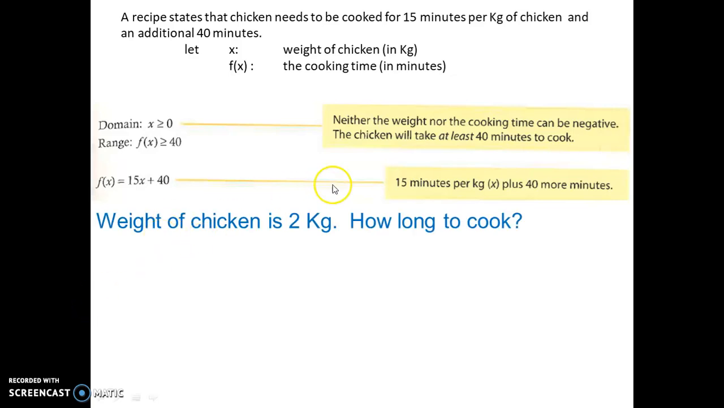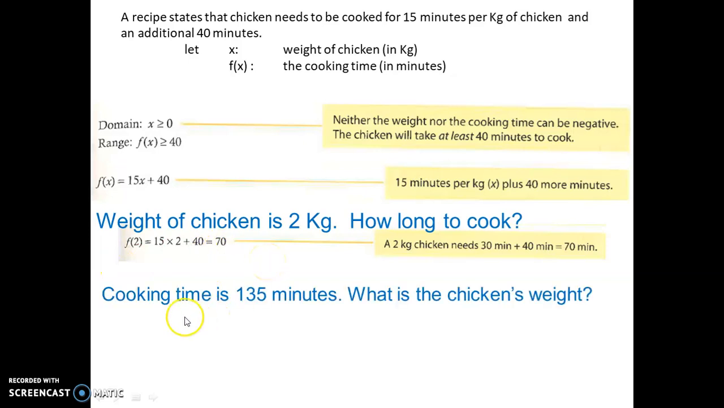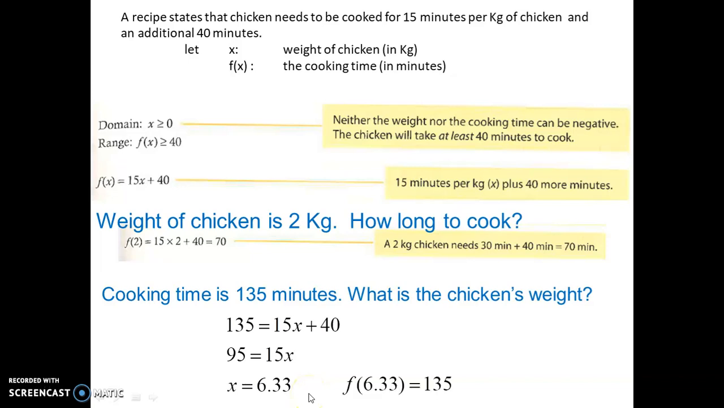First one is, what is the weight of the chicken? Sorry, the weight of the chicken is 2 kilograms. How long to cook it? You would set it up like this. Second question, cooking time is 135 minutes. What is the chicken's weight? This one you would set up like this. The f of x part, the y part, is replaced with 135, and you solve backwards. Great.